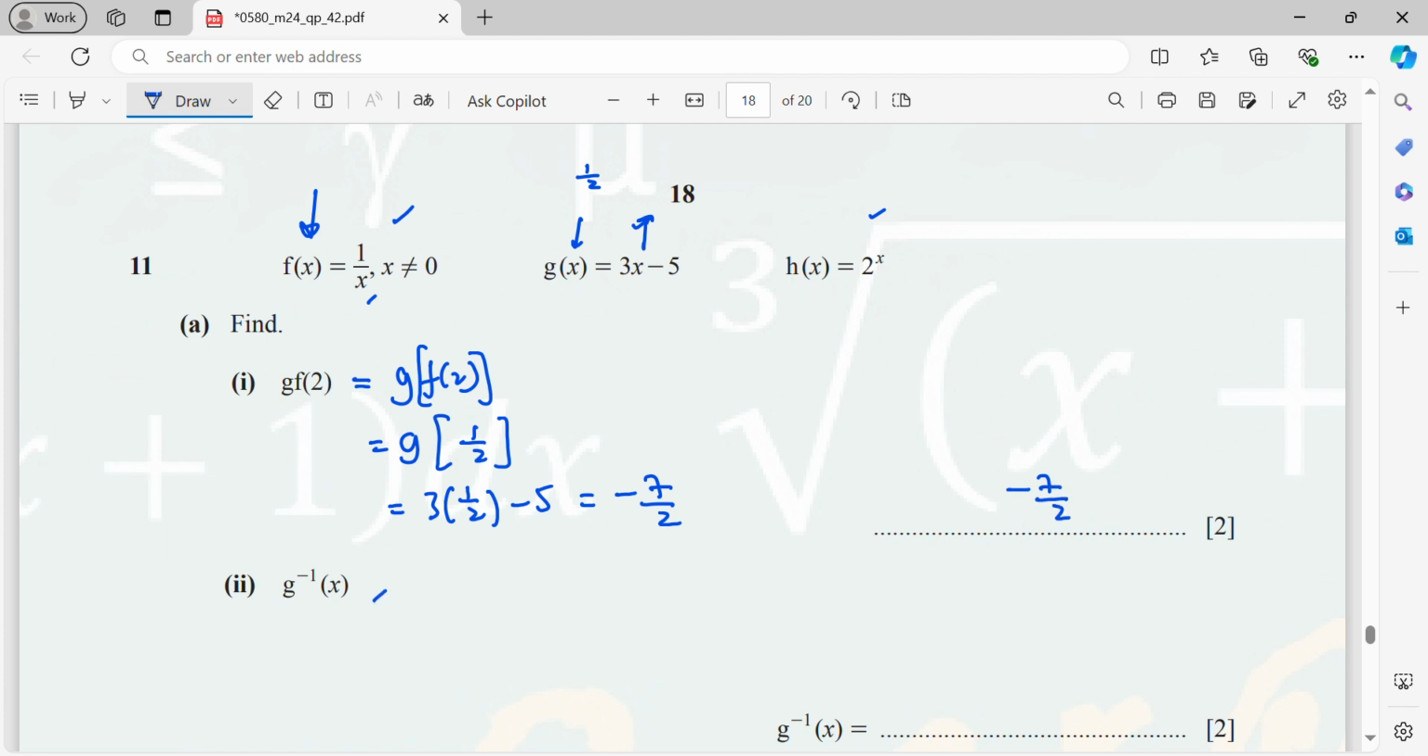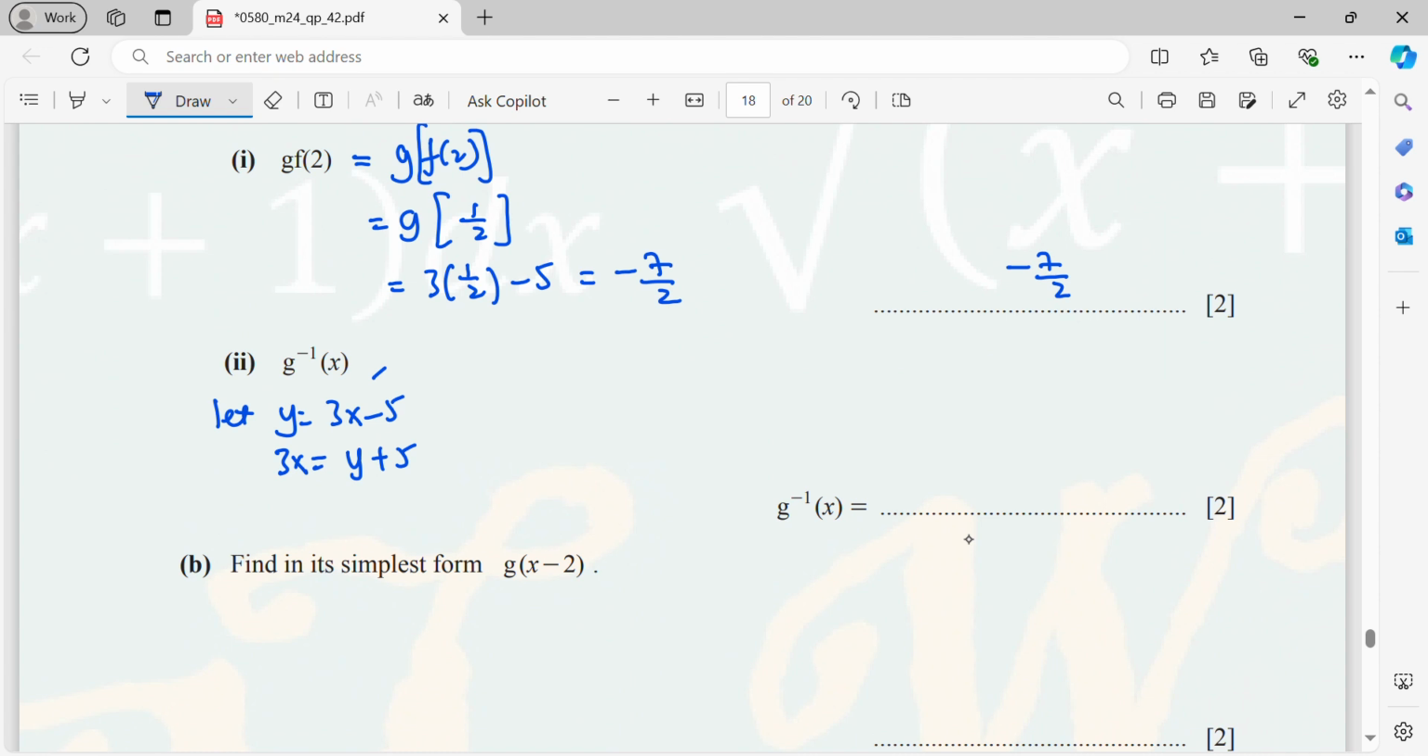Now get the g inverse. So to get g inverse, we need to refer to g(x). So let y equal g(x), which is 3x minus 5. And now make x the subject. So 3x equals y plus 5, because the minus 5 moved to the other side. And now make x the subject. So your x is y plus 5 divided by 3. So then from here, the x will be replaced by g inverse, then the y will be replaced by x. And this is our inverse function of g.